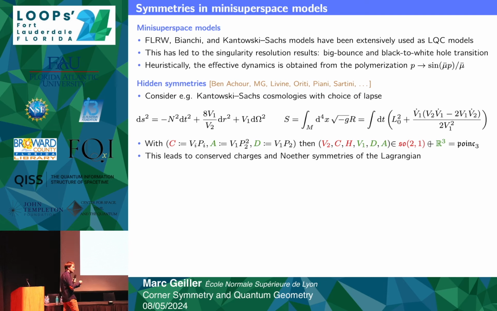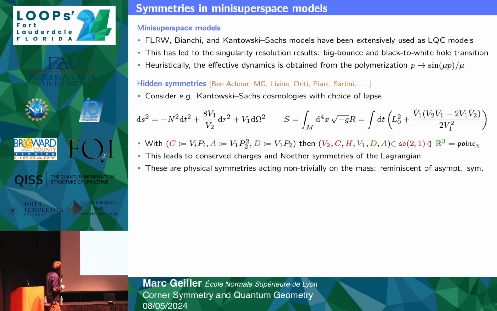from conserved charges, using the Noether theorem, you can find Noether symmetries of the Lagrangian. These Noether symmetries of the Lagrangian are completely non-obvious. If you just start from the Lagrangian, you would never think about acting with a symmetry that generates this 6-dimensional symmetry group. So in this sense, these are hidden symmetries. It's interesting because these are physical symmetries which act non-trivially on the mass of the system.